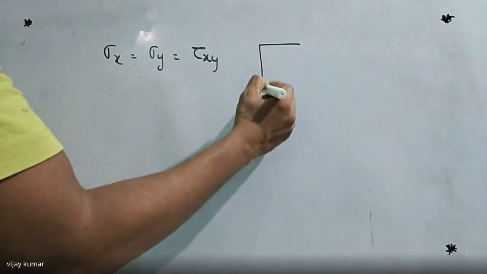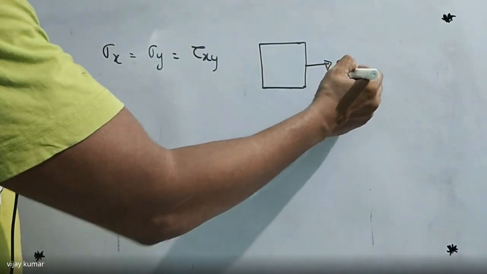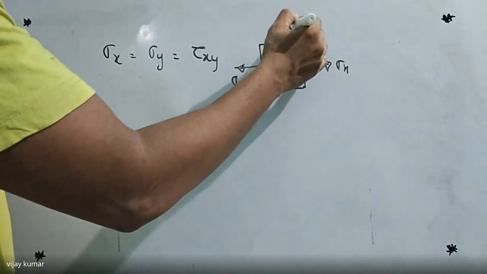So this belongs to biaxial and shear. So this is equal to sigma x, and this is sigma y.